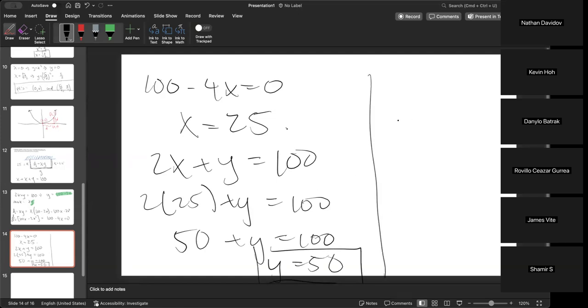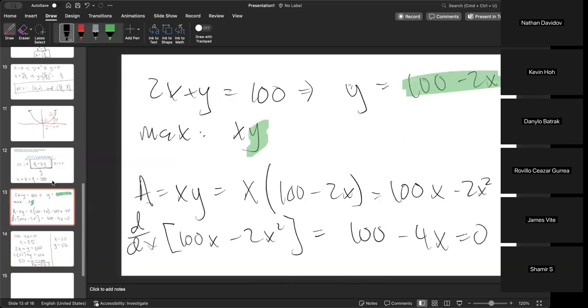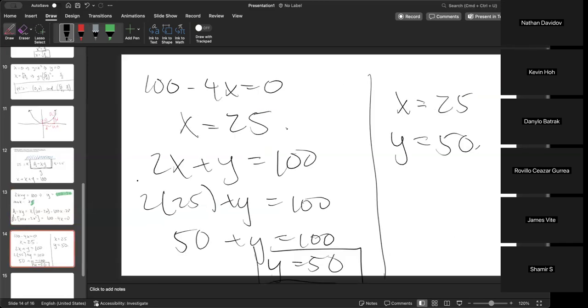So Professor, where did you get the square root from? Which square root? Oh, that's a square. Never mind. I see it now. Okay. Hold on. Sorry, there's something wrong with my tablet here. So x equals 25. Y is 50. Good. So that's the solution to this problem.